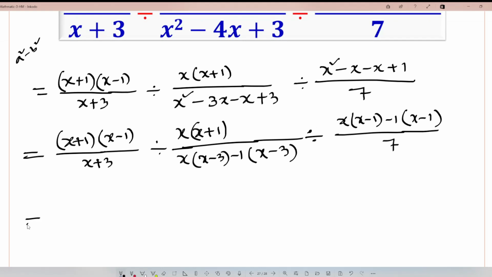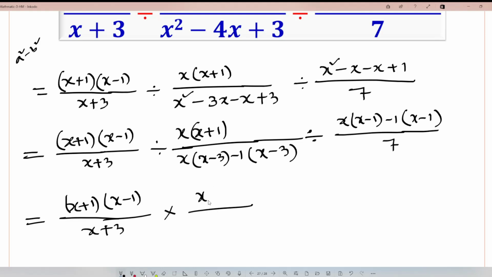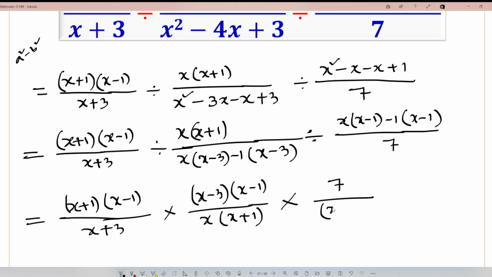Okay, so here is x plus 1 times x minus 1, divided by x plus 3. Here is the division sign, we use the product sign, so here is x minus 3 times x minus 1, and denominator x times x plus 1. Again here is also a product sign, so 7 will become the numerator and the denominator x minus 1 times x minus 1.